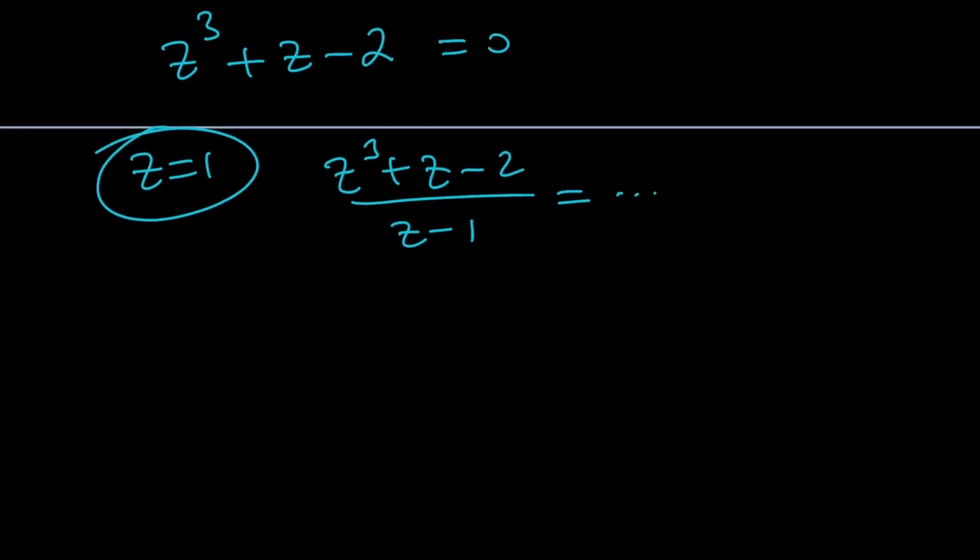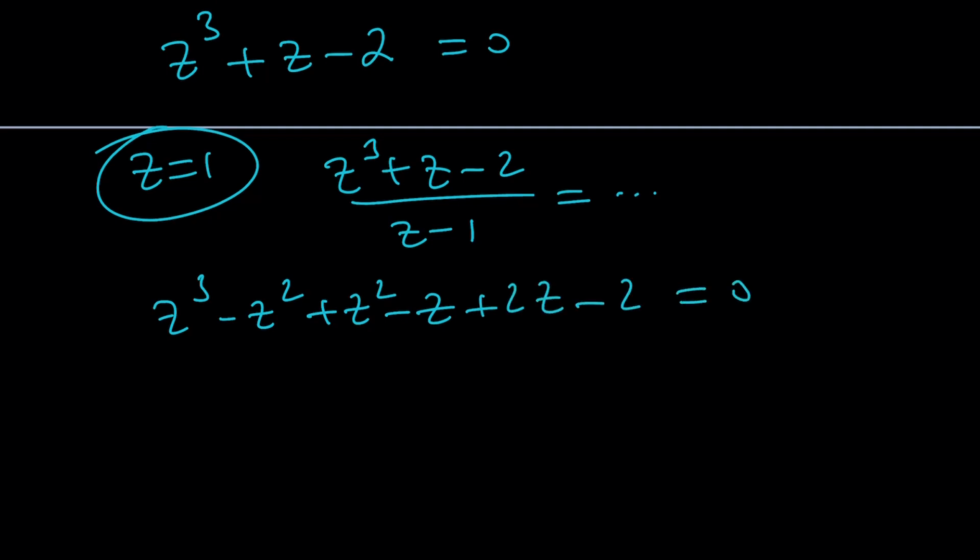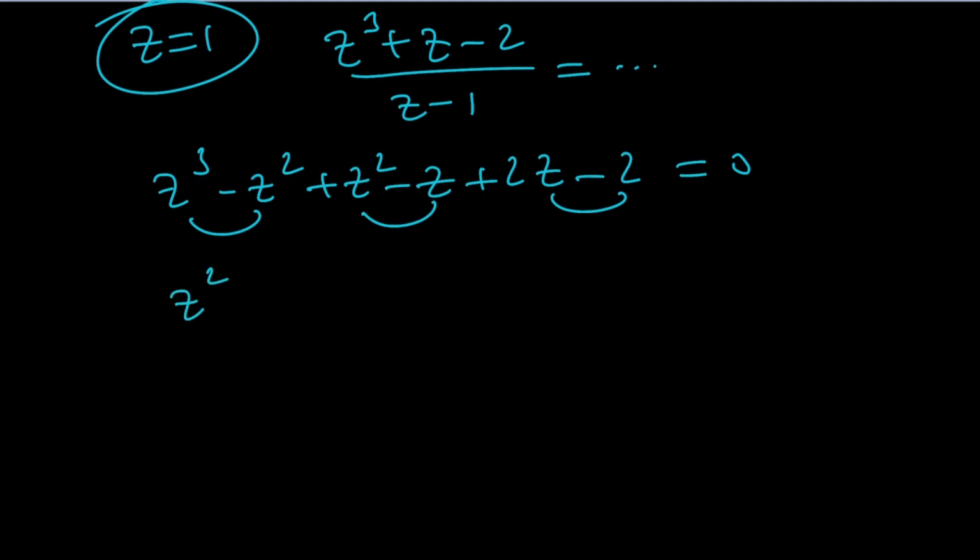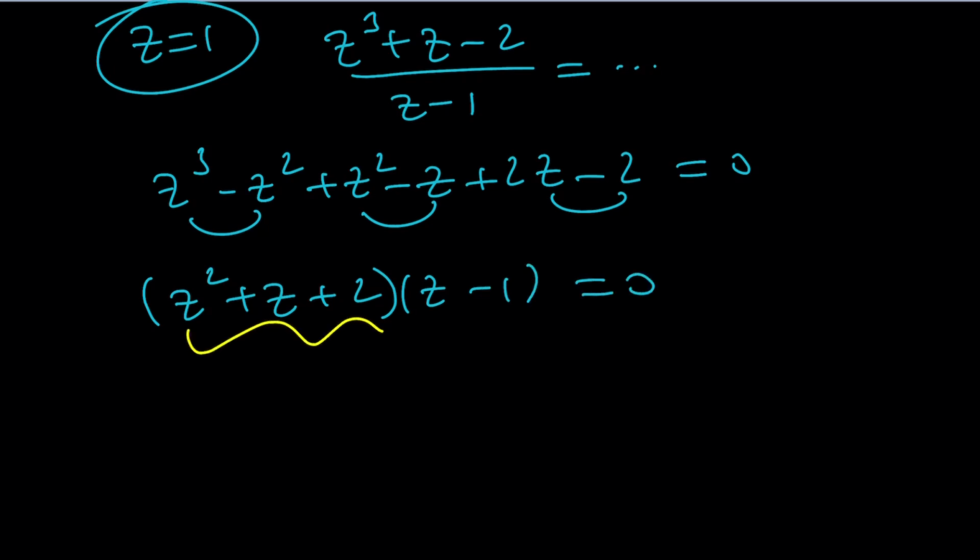Or you can take this and manipulate it in such a way that it'll be divisible by z minus 1, kind of like in pairs. We can do that: z cubed minus z squared plus z squared minus z plus 2z, or not 2z, minus 2 equals 0. And now by factoring by grouping, we get (z squared plus z plus 2) multiplied by (z minus 1) equals 0. We already knew z equals 1 is a solution. The other solutions come from here.